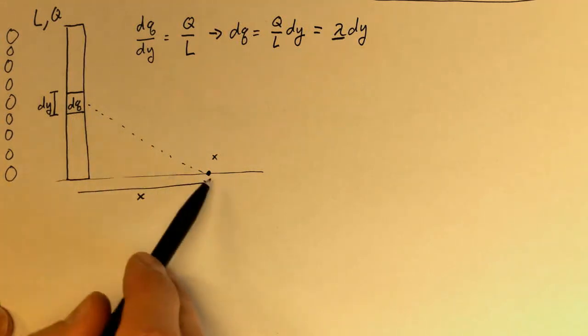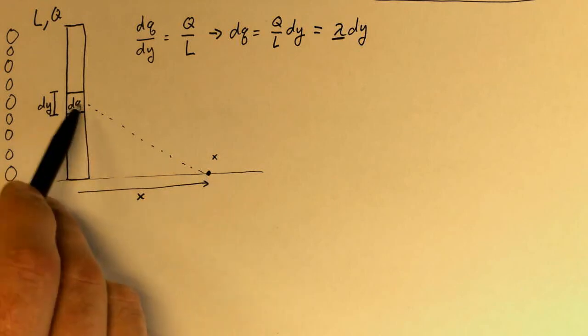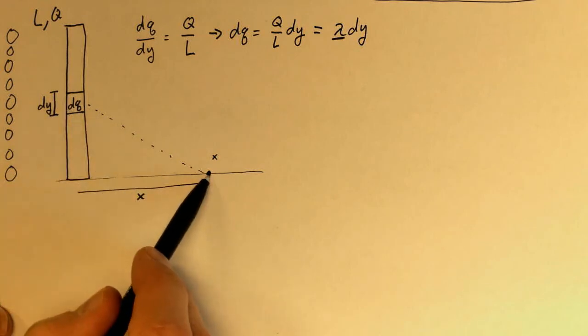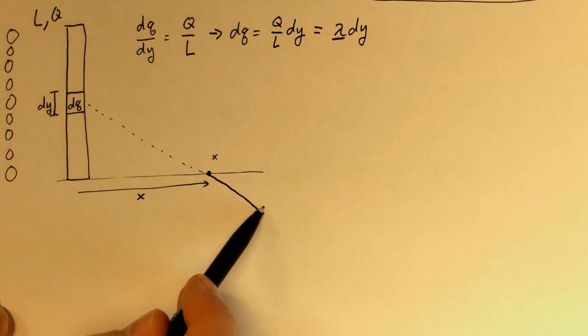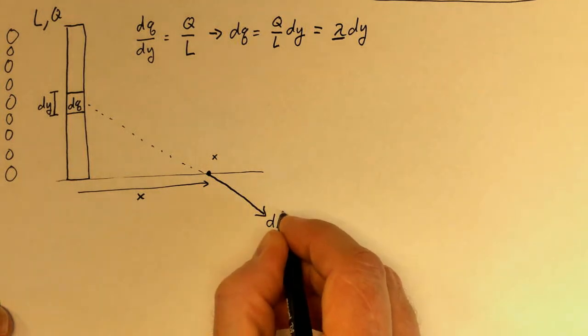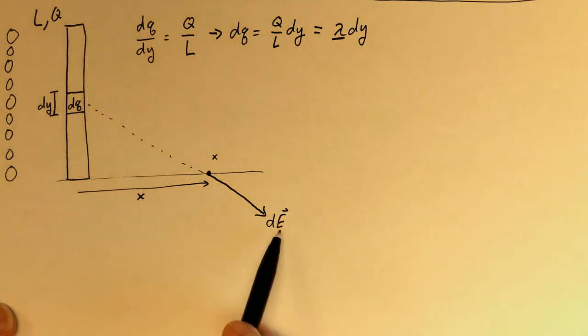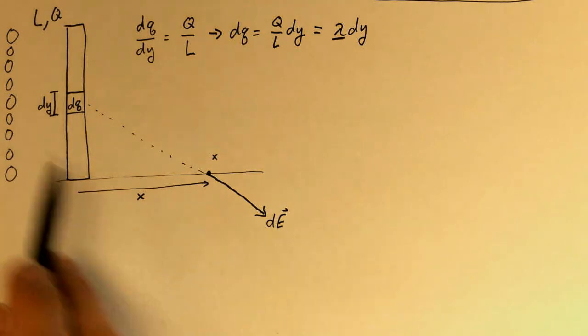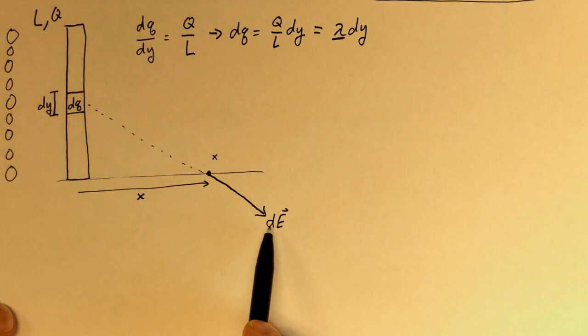So I know that the electric fields point away from positive charges, so along this line the field starts here and goes away from it. This is going to be dE. It's not the full electric field, it's just the electric field from this one small piece. So it's dE, a small bit of the total electric field.